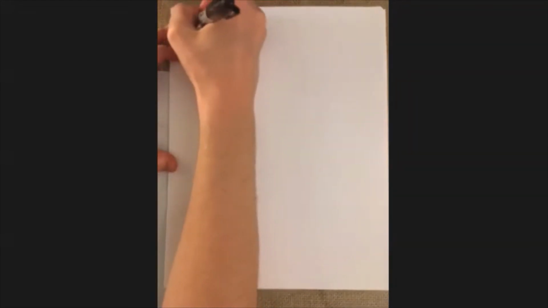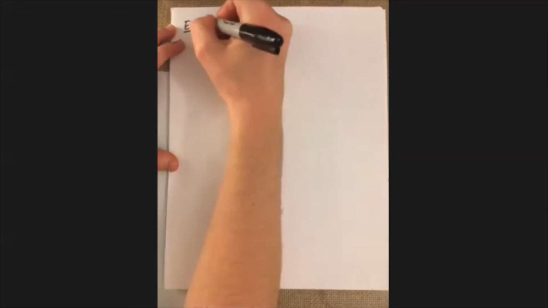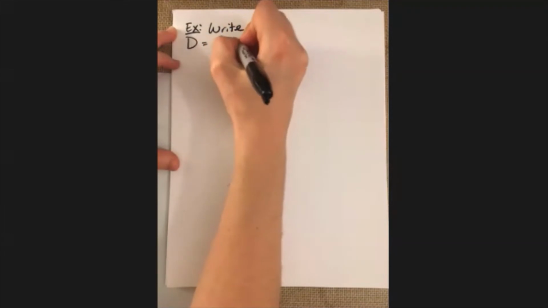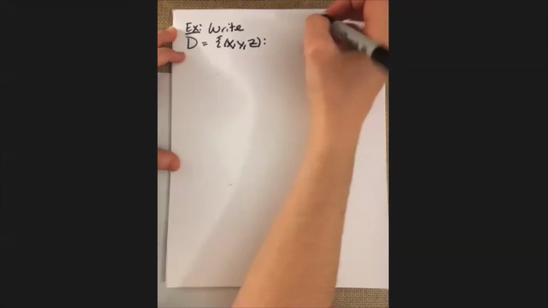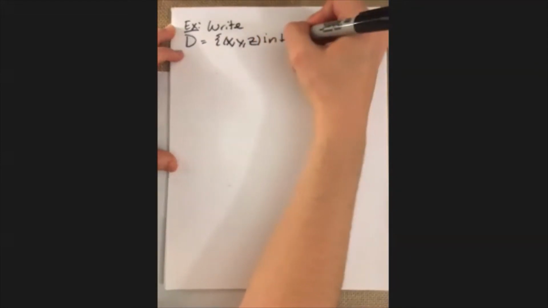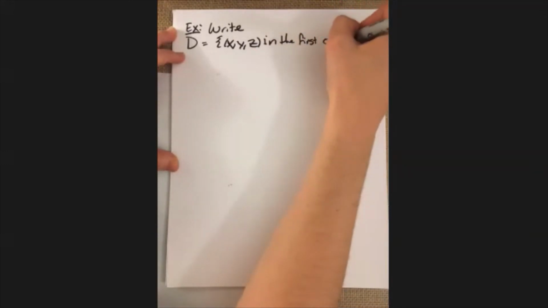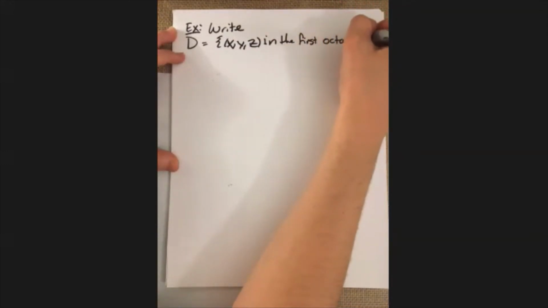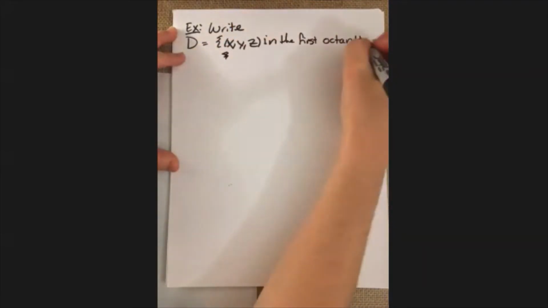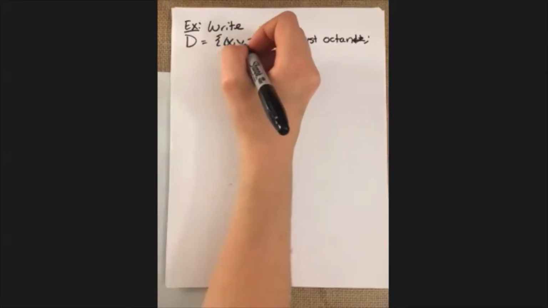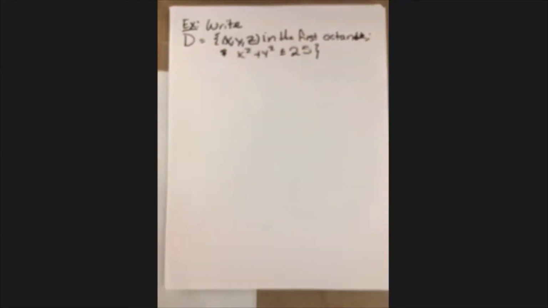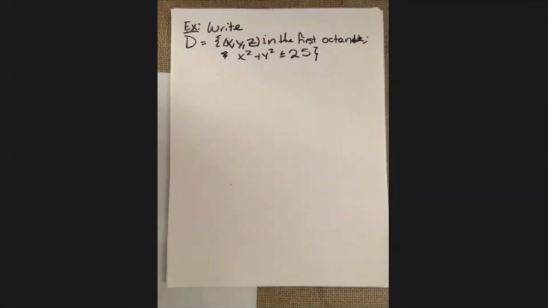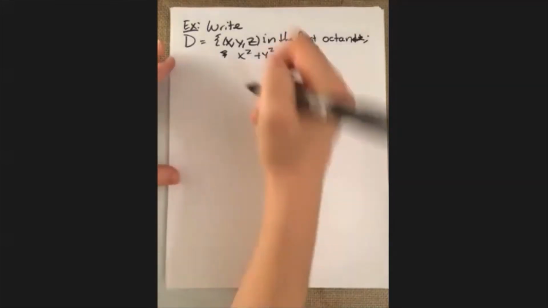So in our first example, we are going to write a domain D equal to X, Y, Z, such that, actually we're going to say that this is in the first octant. And this is going to be such that x squared plus y squared is less than or equal to 25. Okay, so let's try to sketch this region to the best of our ability.